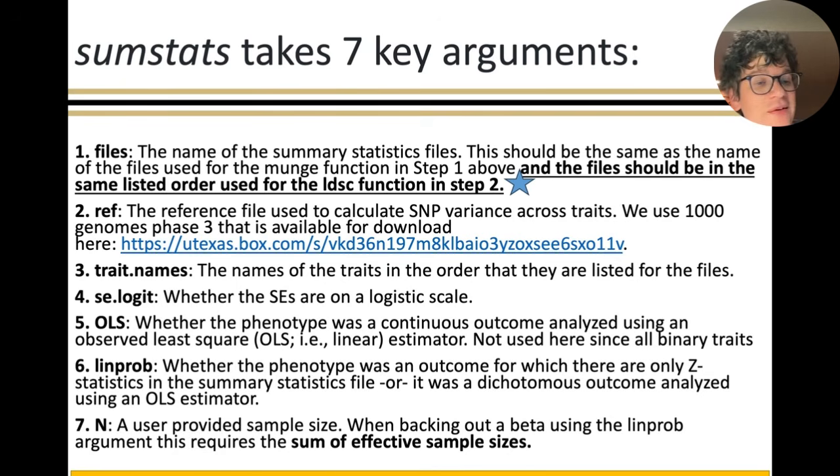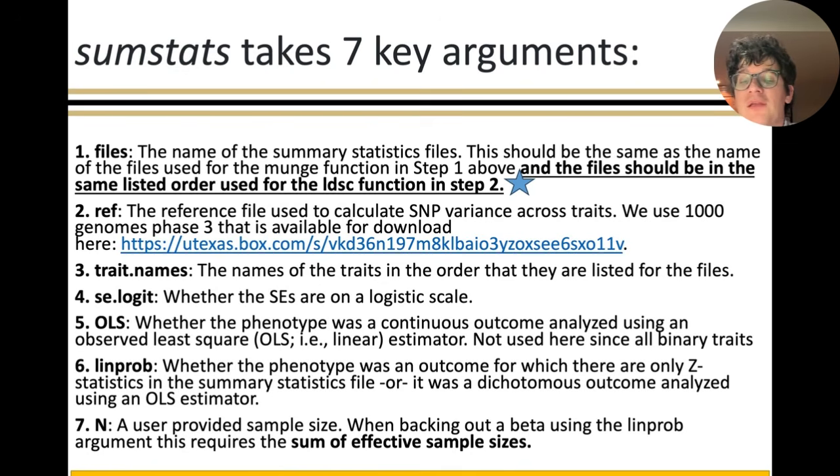The sixth argument here is linprob, which stands for linear probability model, which is what you would use when you only have z-statistics for either a binary or continuous outcome. So there's not a beta column or an odds ratio column. Or if you have a dichotomous outcome that was analyzed using a linear estimator. This is actually a somewhat common practice because linear estimators are much more efficient than logistic estimators, and the p-values that you get are perhaps surprisingly similar, so that for computationally efficient reasons, people will use an OLS estimator purposefully with a binary outcome.